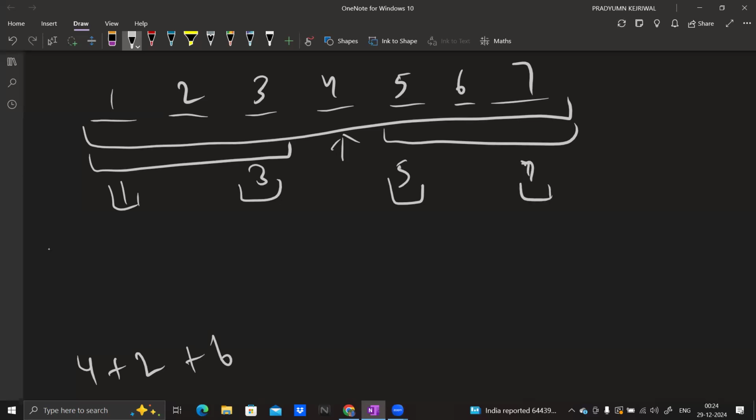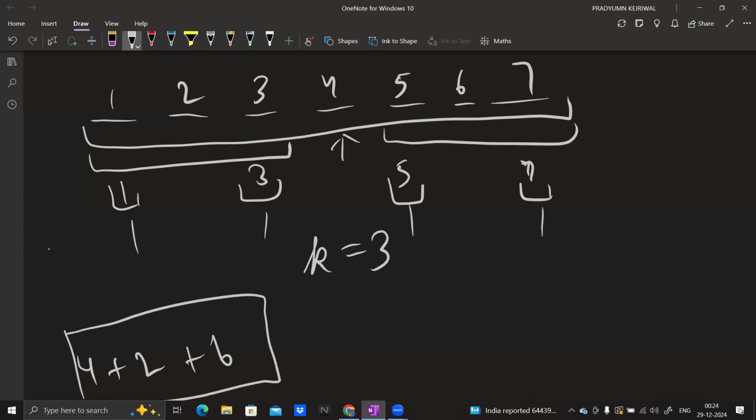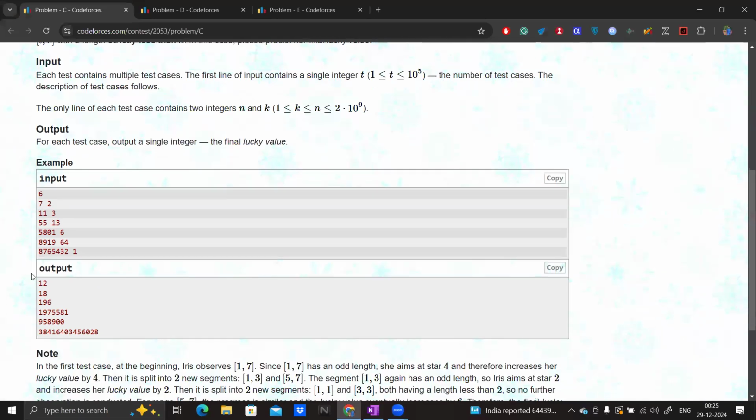But now the segments have size less than k, like k was 3. These segments have size one, which is less than k, so she will stop. She won't observe these segments. So the final answer would be 4 plus 2 plus 6, which is equal to 12. So the answer is 12.